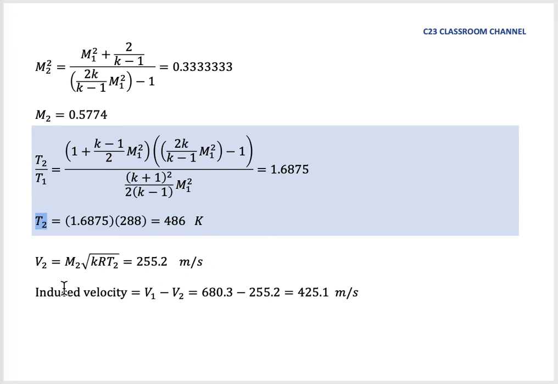Then we could calculate the velocity after the shock wave by using this equation. Then we could get it is 255.2 meter per second. To calculate the induced velocity, we need to subtract V1 minus V2 to get 425.1 meter per second.